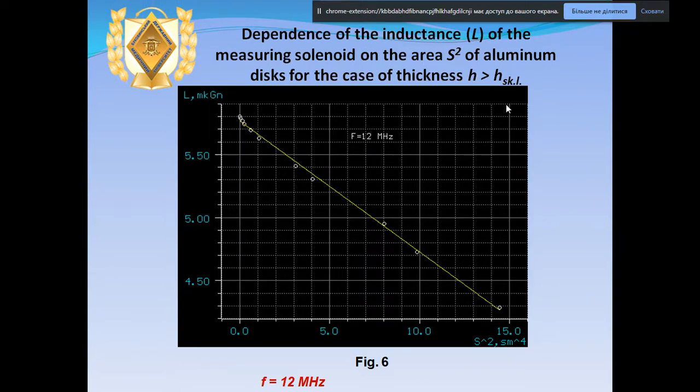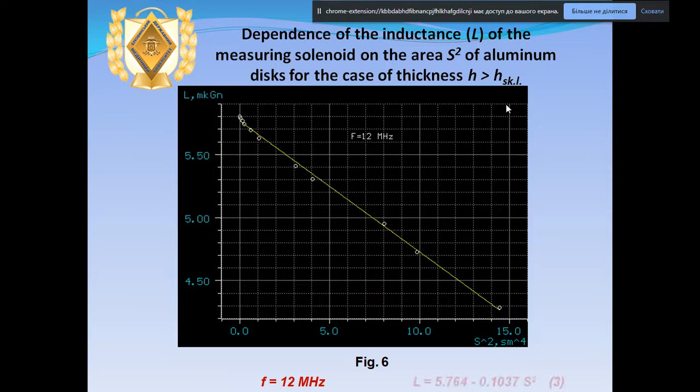To find the functional dependence, the inductance on the square of the area was constructed, which is shown in Figure 6. Figure 6 shows that the inductance of the measuring solenoid at a frequency of 12 MHz is proportional to the square of the area of the aluminum disc and has the following formula.